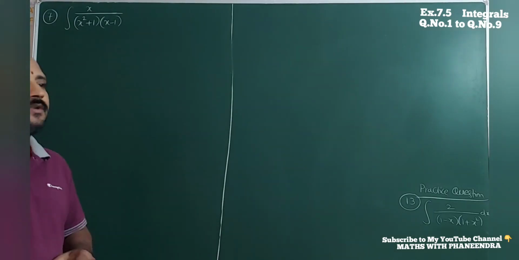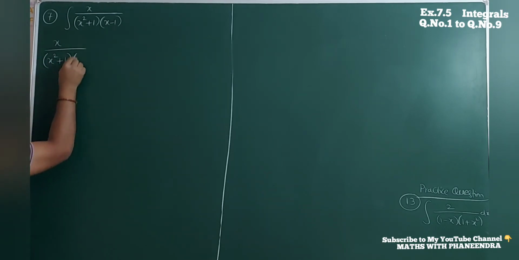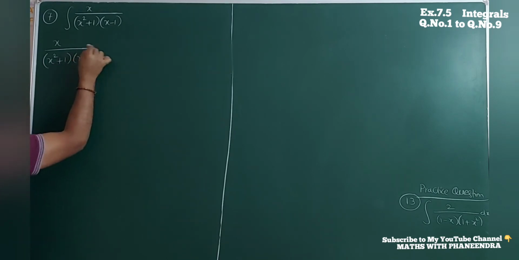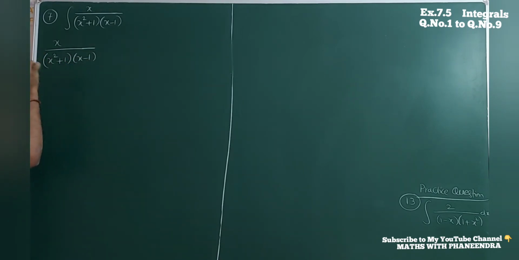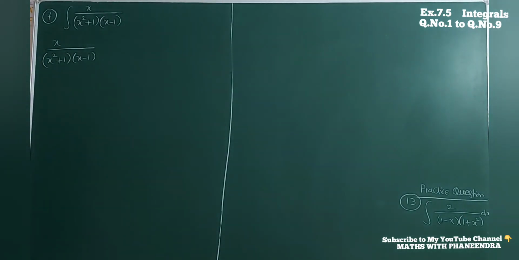Yeah, the next question. Integral x by x square plus 1 into x minus 1. In this question, the function is proper fraction. X by x square plus 1 into x minus 1. X square into x is x cube. Here numerator x, x power is 1. So here degree is 1, here degree is 3. 1 is less than 3. Numerator degree is less than denominator degree. So it is proper fraction.